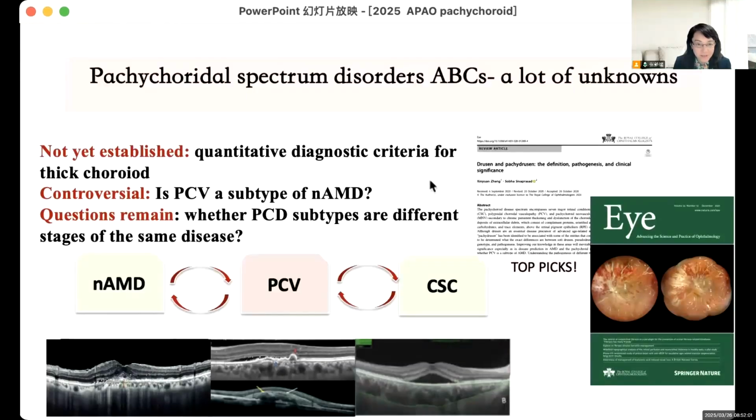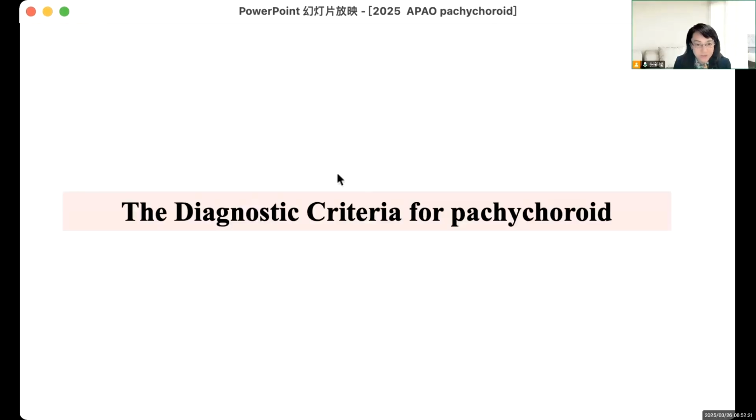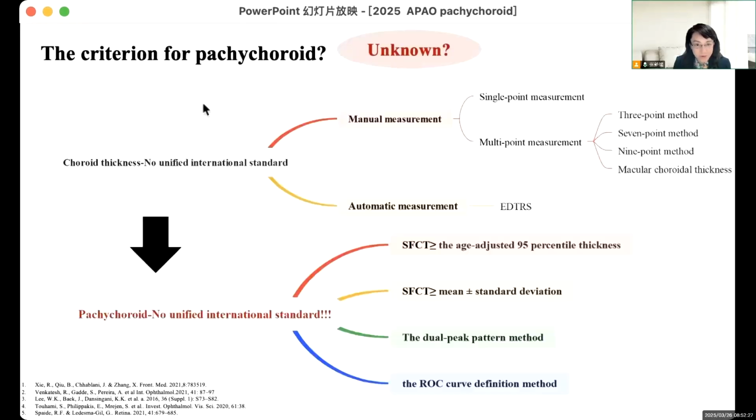Over the 10 years since 2013, although we have a deeper understanding of pachychoroid and pachychoroid spectrum disorders, there are still a lot of unknowns, including the quantitative diagnostic criteria for thickened choroid and the underlying mechanisms of pachychoroid and pachychoroid spectrum disorders. First, I would like to discuss the issue of the diagnostic criteria for pachychoroid.